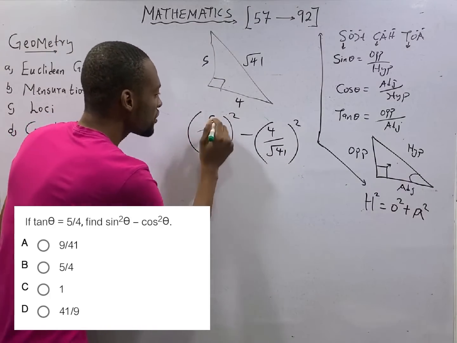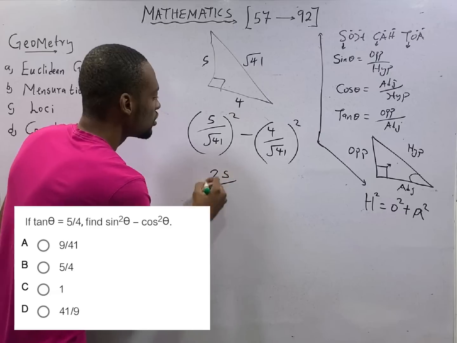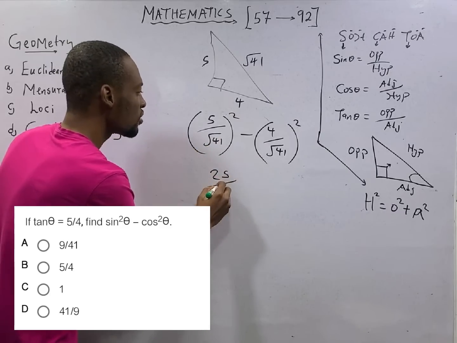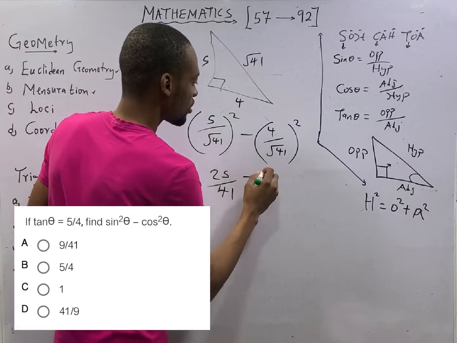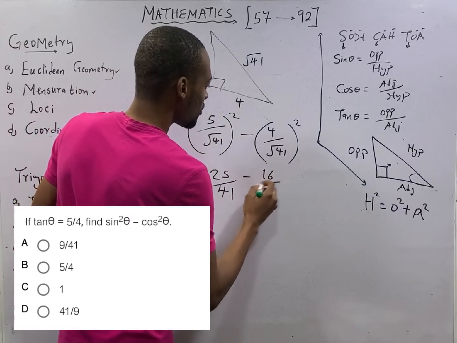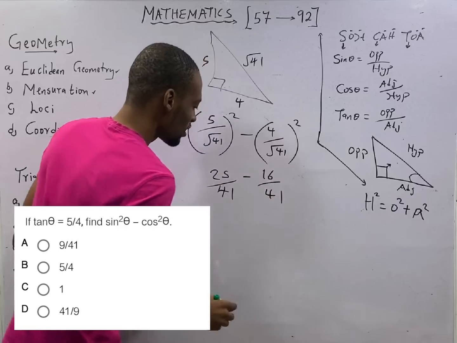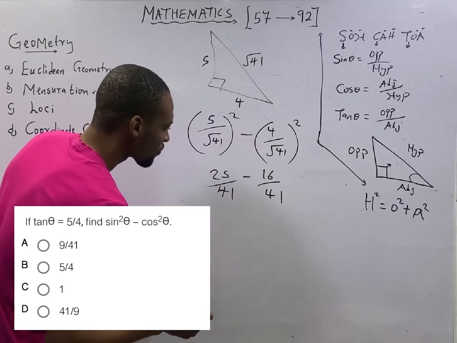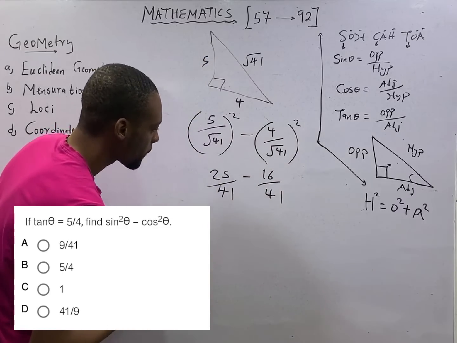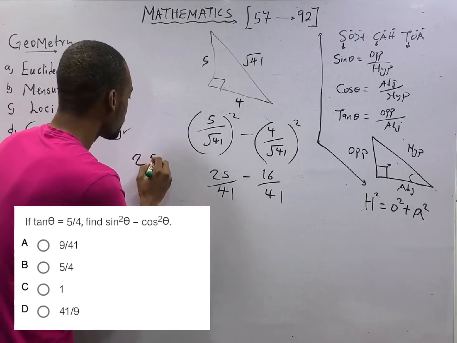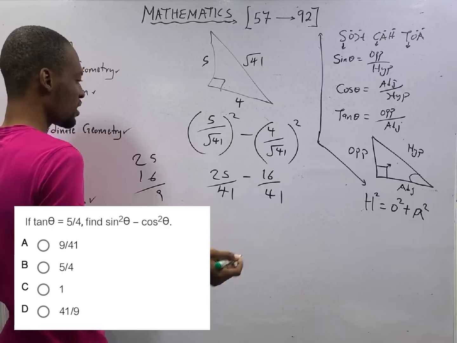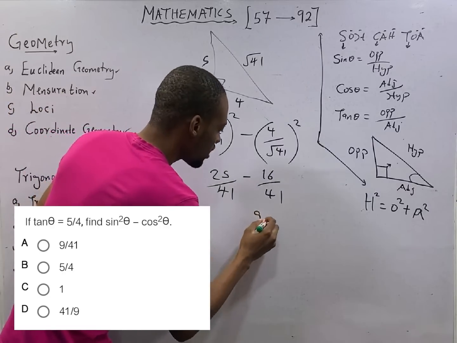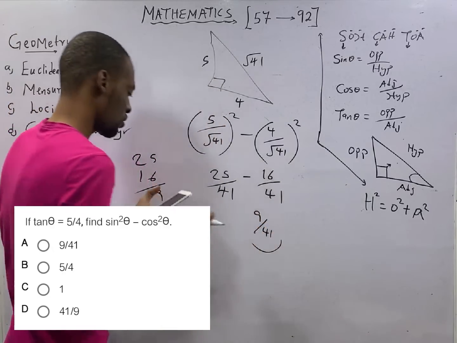Here, 5 squared is 25 over the square root of 41 squared, square takes care of square root, so 41, minus 16 over 41. This will give you 25 minus 16, which is 9. So 9/41. That is your answer.